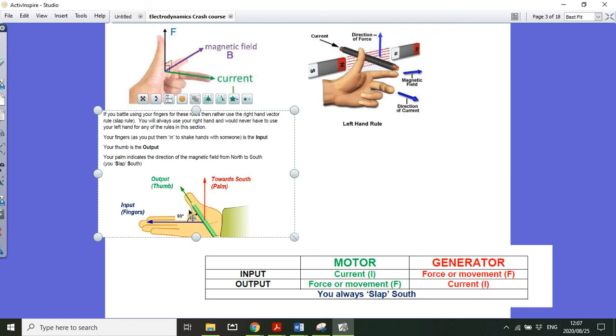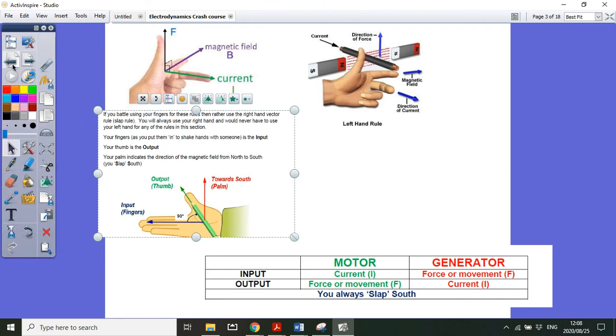Your fingers will always give you the input and it forces you to think about the energy conversion. So the input will be the current, which means it's electrical energy, and your thumb will be the output, which is the force in this case, but it's the motion, kinetic energy or mechanical energy. So it gives you that mark already for the energy conversion that is often asked.